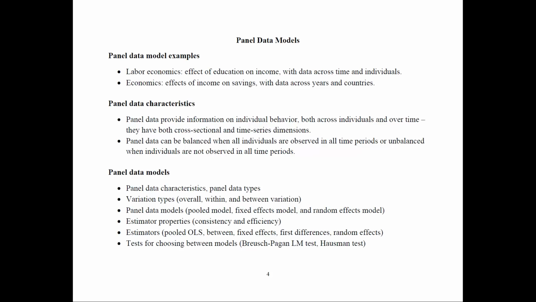And we will talk about the estimator properties, including the consistency and efficiency of estimators. And then we will talk about the estimators that we can use to estimate those models, including pooled OLS, between, fixed, first differences, and random effects estimator. We will conclude with tests for choosing between the models, including the Breusch-Pagan test and the Hausman test.